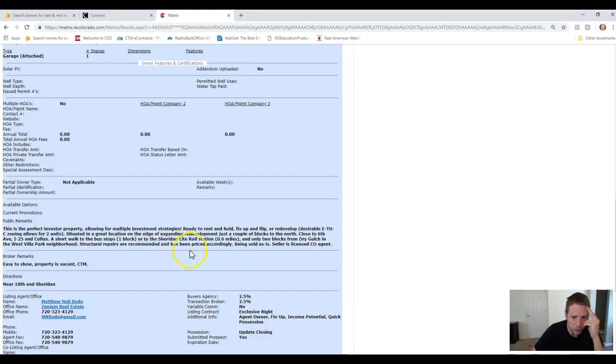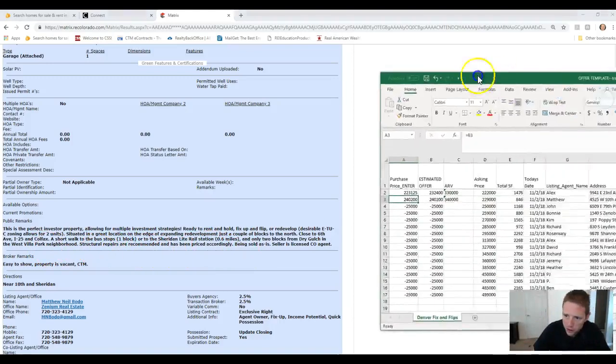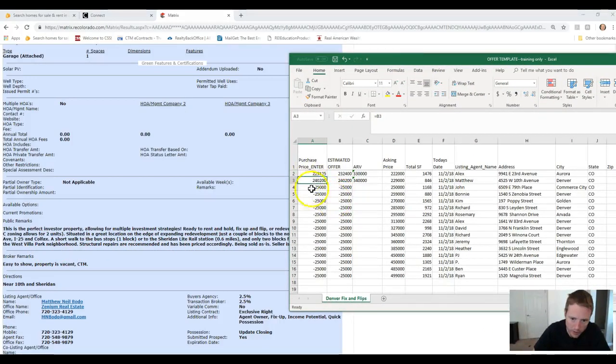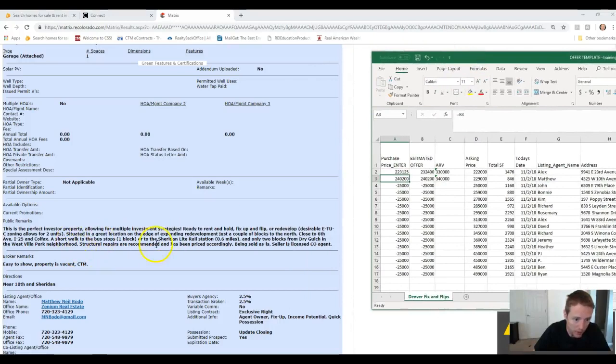What I'm looking for is to see if there's anything structural, repairs recommended, and has been priced accordingly. That's what I was wondering, because it was priced so much lower than what the market would actually bear for that. Because this number here, this purchase price, is what they should really be at. And you're going to run across that once in a while. They're quite a bit lower than what we're willing to offer. So then I stop and I take a look. This has structural issues going on, which are very expensive to repair.